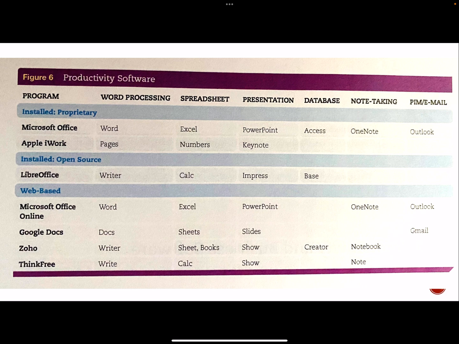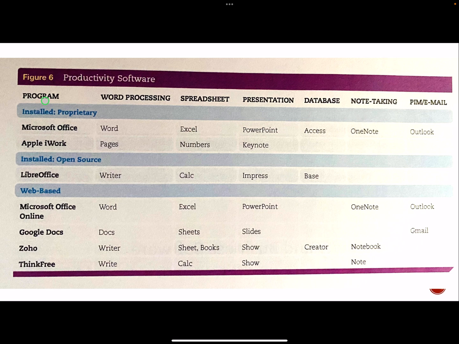Microsoft Office is a very successful set of productivity programs, and it's offered as installed software or fully online version, Microsoft Office Online. Google Docs is a strong competitor for purely online products. The open source option, LibreOffice, is free to download and install and is supported by an active community. Next, we'll examine each type of program to understand its key features.